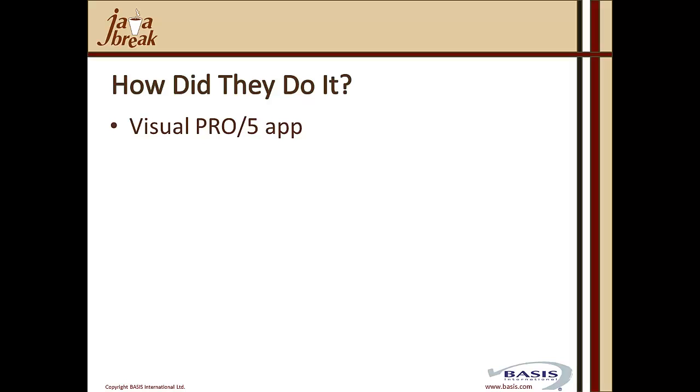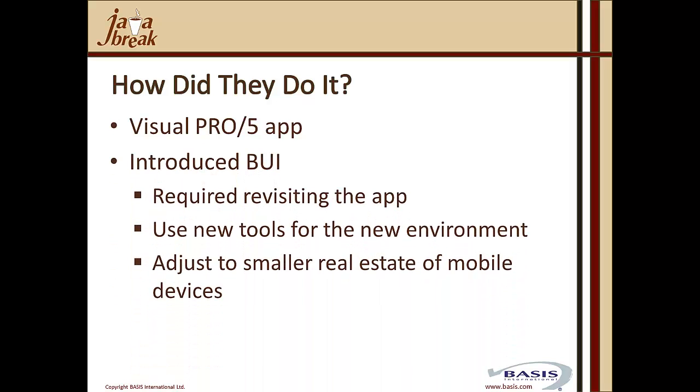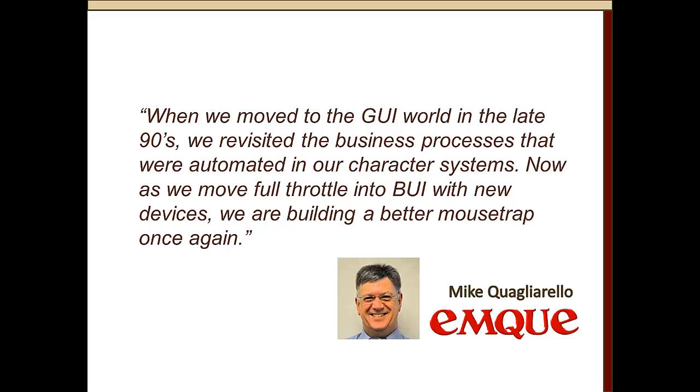So how did they do it? Well, they started with a Visual Pro 5 app and introduced BUI. That necessitated the installation of BBJ on the server, and required revisiting the app. After all, they needed to use some new tools for the new environment, no mouse, a touch environment, and they needed to adjust to the smaller real estate of the mobile devices.